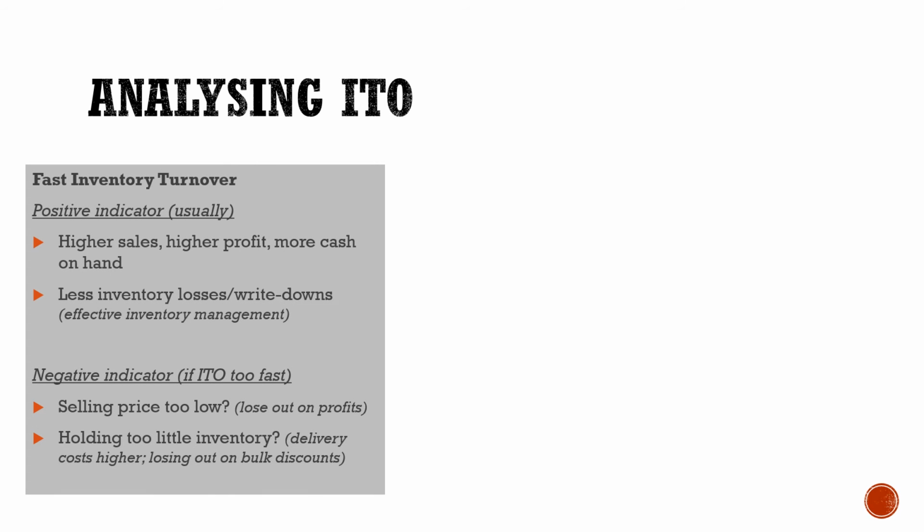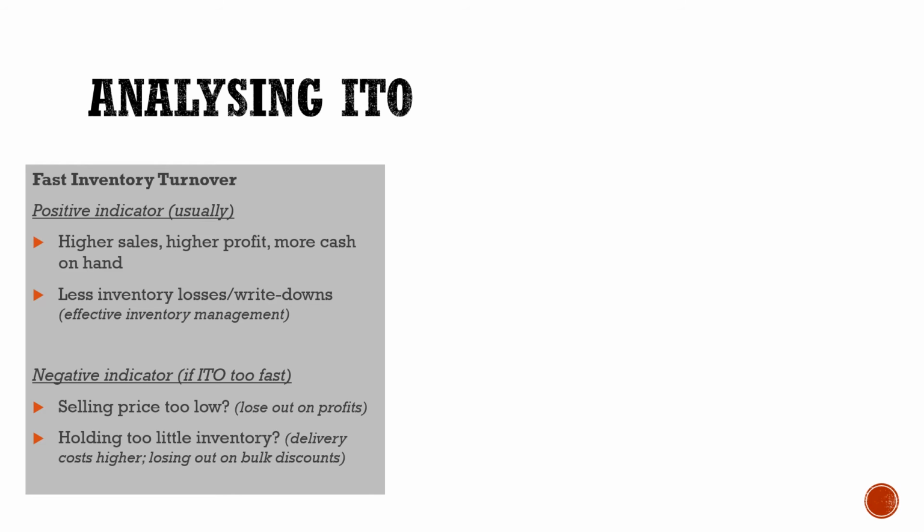Now we're going to look at analyzing the ITO. If we have a fast inventory turnover, this is usually a positive indicator. It means that we have higher sales, higher profits, and more cash on hand. It also means less inventory losses and write-downs due to effective inventory management.